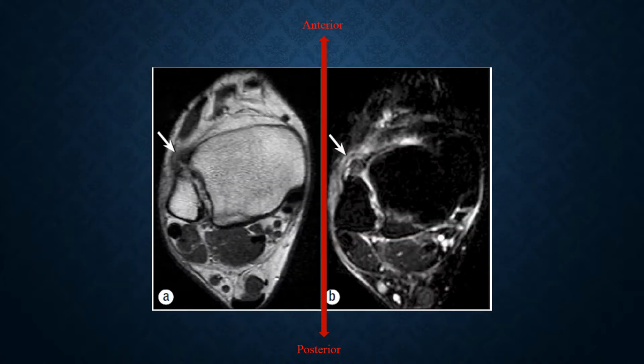Here are two more axial MRI images of an 18-year-old female who suffered an acute injury to the anterior-inferior tibiofibular ligament. Notice in the T1 image on the left how the ligament is thickened, is irregular, and has a small discontinuity where the arrow is pointing. In the T2 image on the right, we can see a little bit more edema in and around the AITFL as indicated by the arrow.